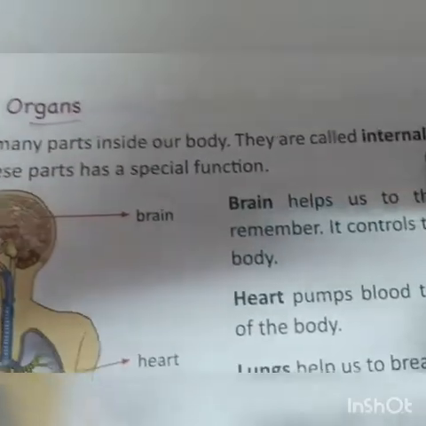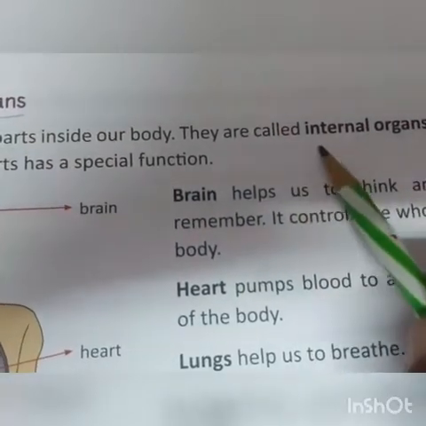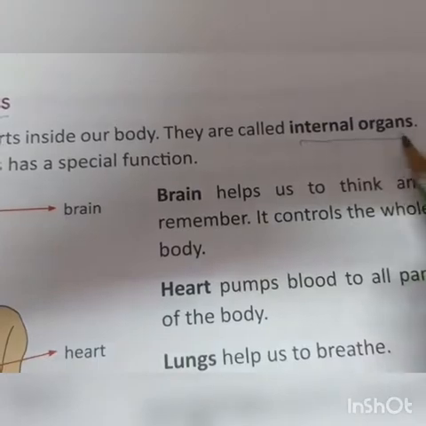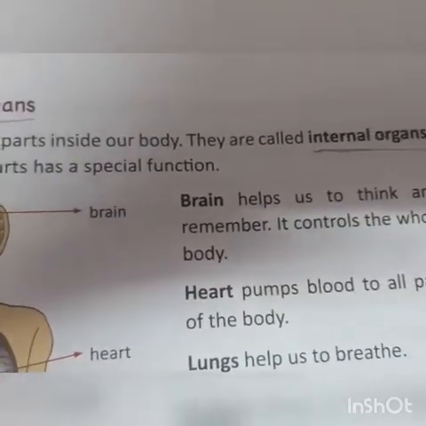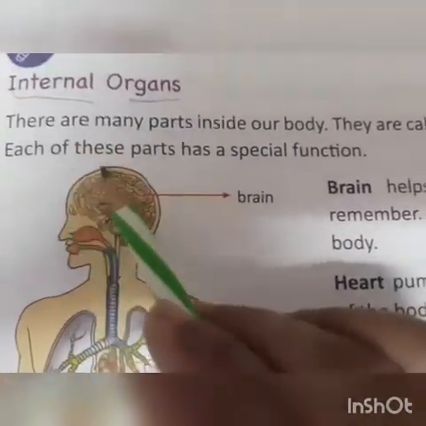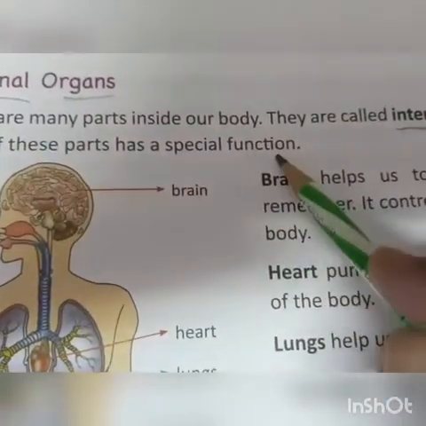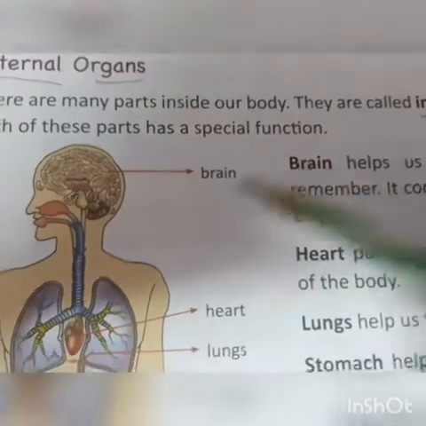They are called internal organs. उनको हम क्या बोलते हैं? उनको हम internal organs, internal means अंदर. तो जो ऑर्गन्स बॉडी के अंदर हैं उनको हम इंटरनल ऑर्गन्स बोलते हैं. Each of these parts have a special function. All the internal organs have their own function.